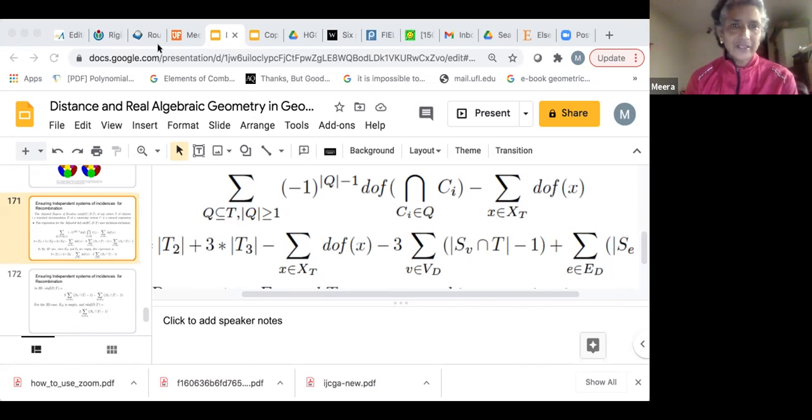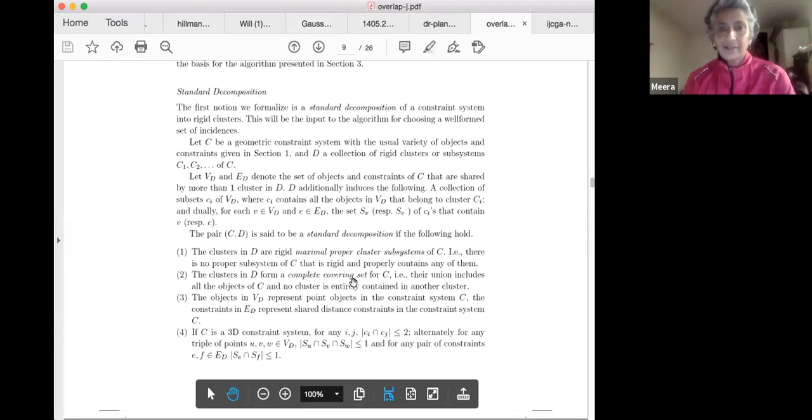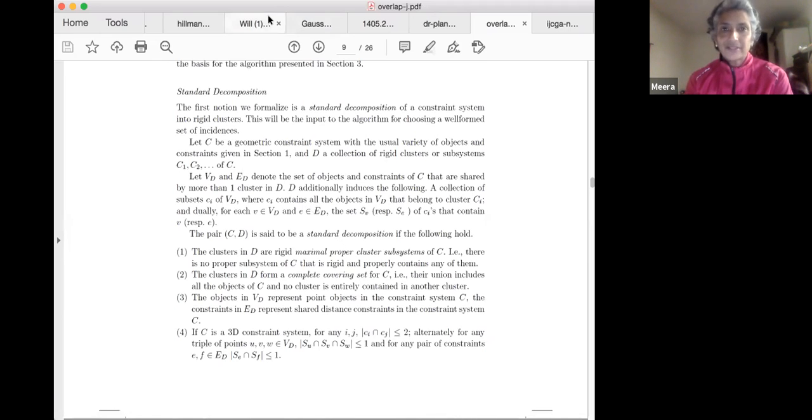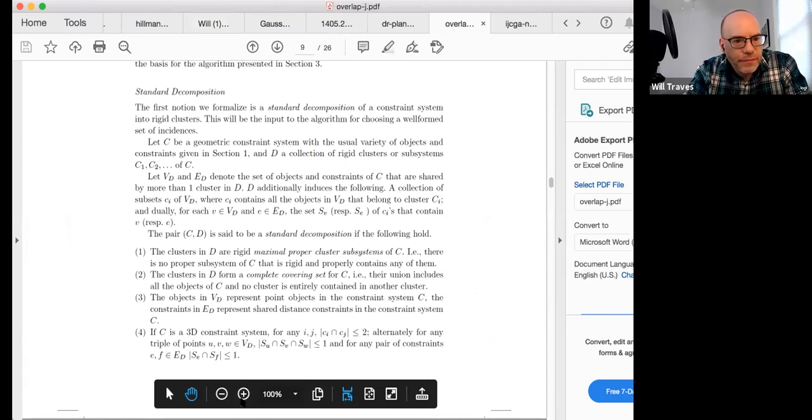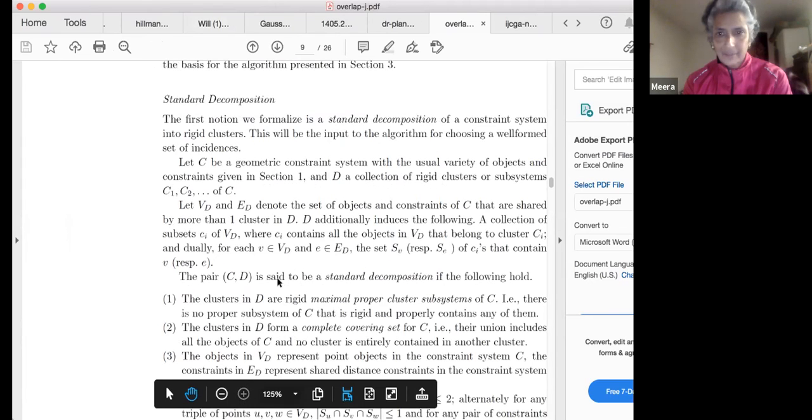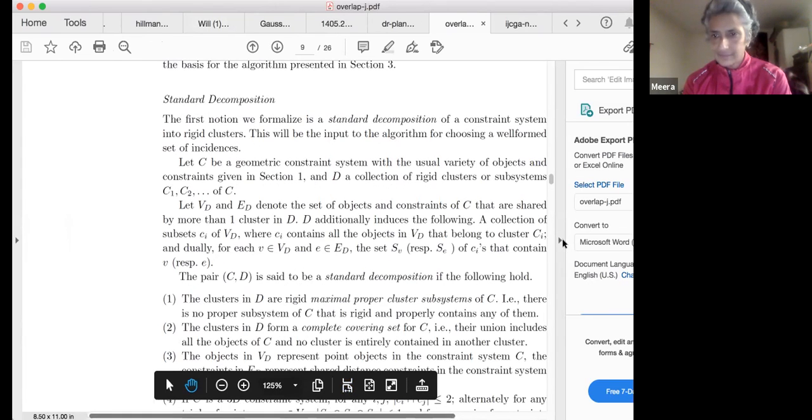I have to change. Okay, stop share. And okay, so there we go. Share. So here are the definitions that I forgot to bring there. So can you see the screen? Yeah, it's fine. Yes. So I'll make it a little bit bigger. Get rid of this.